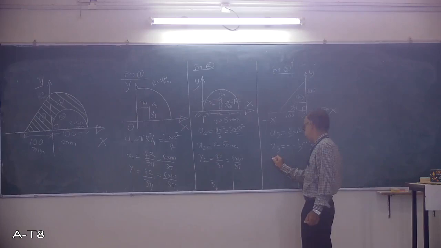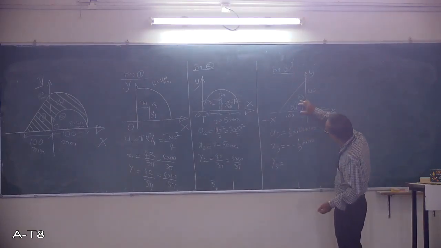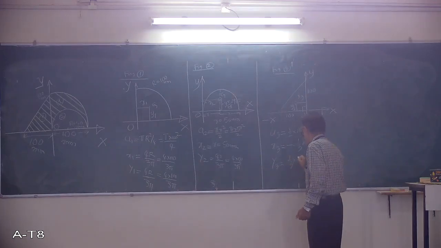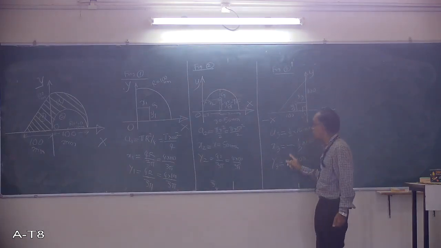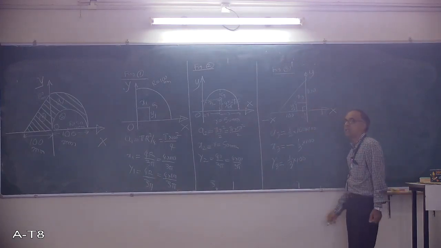Similarly y3, I told you from the base it is once again 1/3, from the tip it is 2/3. Height 100, so 1/3 of 100, with positive sign. Why? Because it is on the upward side of the y-axis. If the figure is coming on the downward side, then you have to write with the negative sign.